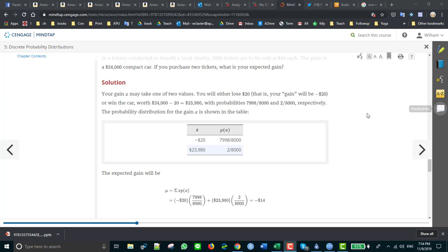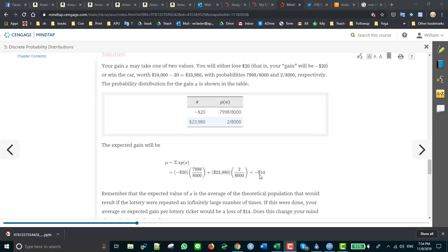So now we can figure out the mean, which is what they asked us to do. What is your expected gain? What is the expected value of this x, which we called the gain, or what is the mean? So we use the formula here, and your expected gain is, when you do the calculation, you get minus $14. So how can we interpret what this means?